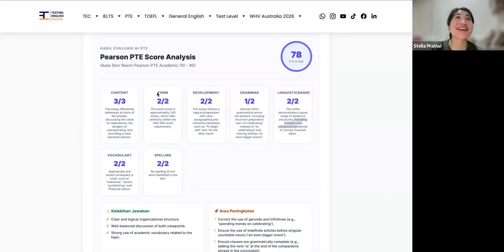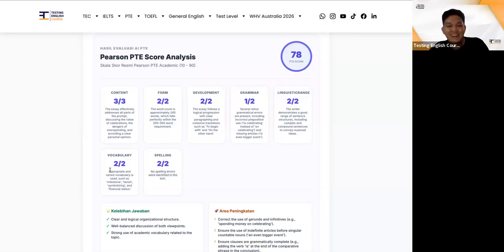Oke, kalau form, terus kayak ganti-ganti. Saya setuju nilai form ini di 2 dari 2. Nah, development belum tahu, kita akan lihat formatnya habis ini. Konten ada 3 dari 3. Wah, kita coba lihat. Essay effectively address all parts of the prompt. Kita lihat apakah saat dia discussion essay, apakah semua form itu teraddress atau tidak. Nah, terus spelling, no spelling errors were identified. Oke, karena mungkin Miss ada dibantu checker. Sama, it's Word, okay. Iya.